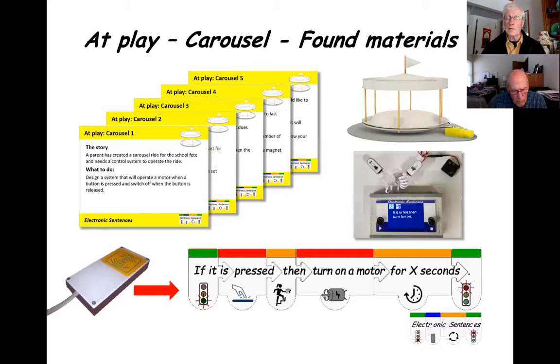Okay, so to solve, for example, here's a merry-go-round in the background. If they want to run the merry-go-round, they would write a sentence, for example: a parent has created a carousel ride for the school fete and needs a control system to operate the ride. Design a system that will operate a motor when the button is pressed and switch off when the button is released. So this would be an example. If it is, which always starts every sentence, pressed, then turn on a motor for so many seconds and then stop. And you can see the little carousel in the back there.